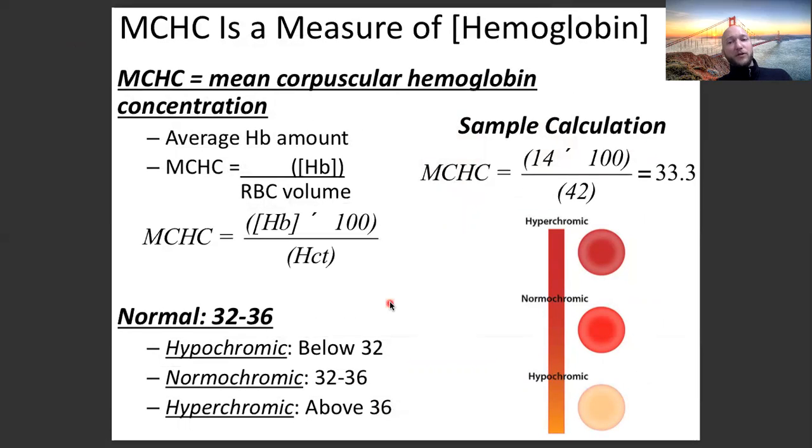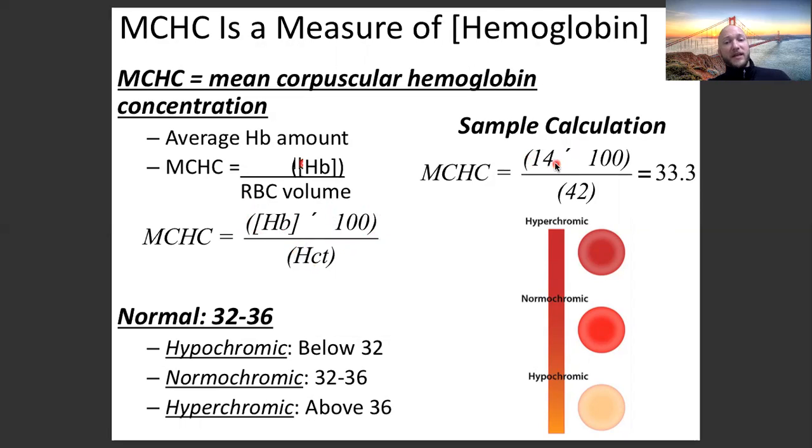MCHC is a measure of hemoglobin. So remember when we said hemoglobin bound to oxygen has a little bit of a red color? We're going to describe the concentration of hemoglobin in red blood cells using color. So MCHC, mean corpuscular hemoglobin concentration, the way you calculate it is the average amount of hemoglobin. MCHC is equal to hemoglobin concentration divided by red blood cell volume. So hemoglobin times 100 divided by hematocrit.